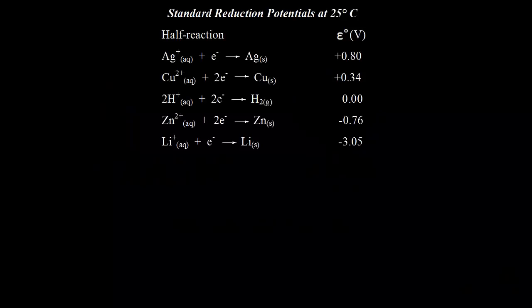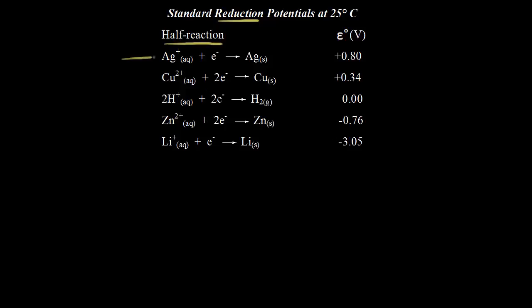Here we have a table of standard reduction potentials, and this is a shortened version, but you can see on the left side we have different half reactions, and all of these half reactions are written as reduction half reactions. Remember, gain of electrons is reduction.